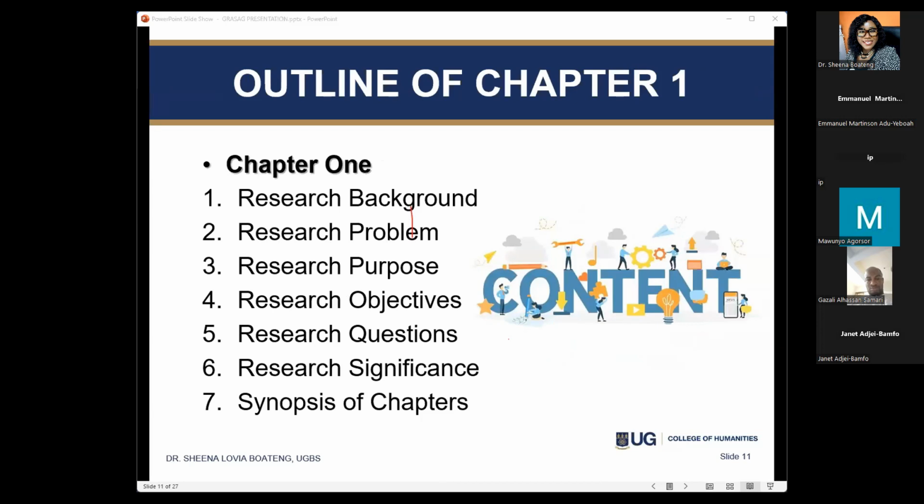And then the research objectives and the research questions, which are the question form of your objectives. And then the research significance, which should be in terms of significance to existing knowledge, significance to practice, and significance to policy. And then we have the synopsis of chapters, or the chapter organization, or the organization of the study, whichever way you choose to refer to it.